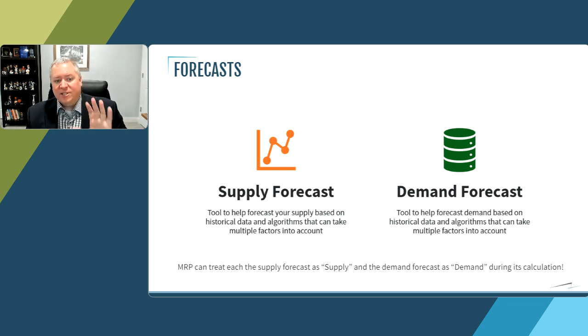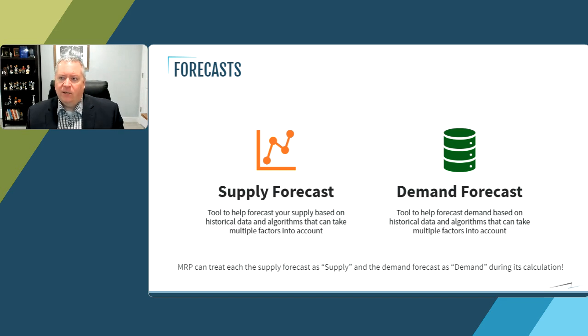Now, a supply forecast in this scenario is our tool that's going to help us forecast the supply based on historical data, whereas our demand forecast is the tool that we use to help forecast the demand from that historical data. Both are supported features within D365 and a lot of other ERP systems, but mostly within D365 and Leverage.